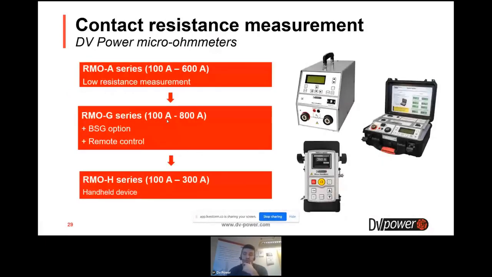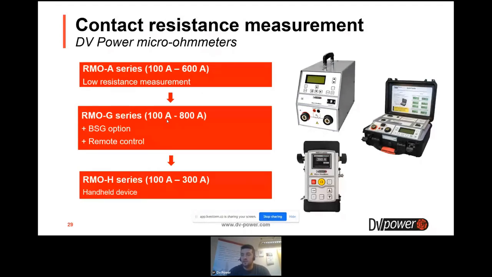I will just shortly introduce DV Power micro-ohmmeters. I will not bother you too much with this because it's a technical presentation. I think it's okay to just mention that we have three basic groups of micro-ohmmeters: the INEMO A series, which is in a metal housing and which is mostly used by circuit breaker manufacturers and in factory environments. Very powerful and lightweight.